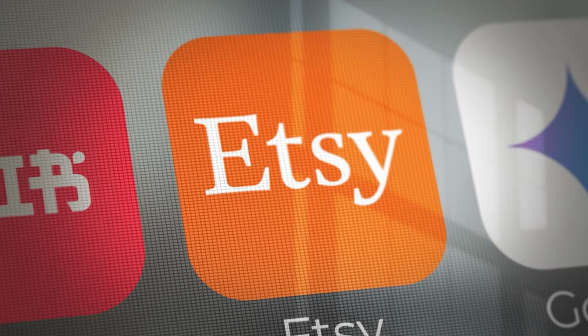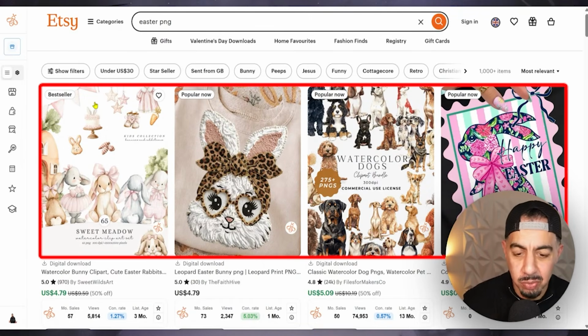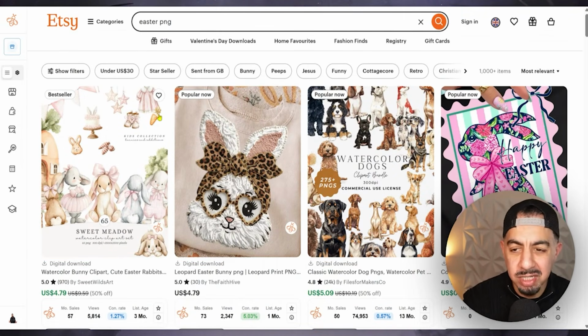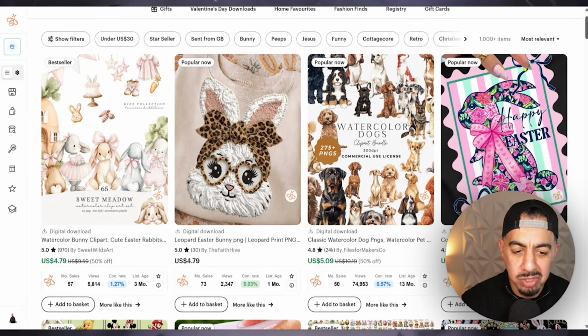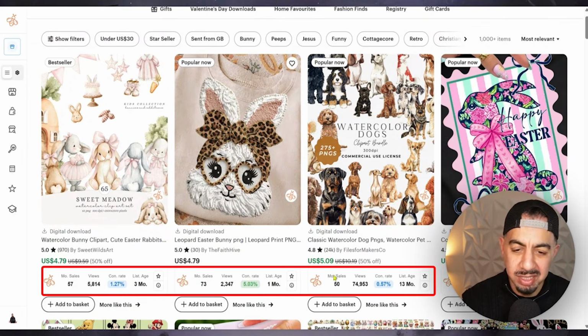Now, first of all, I've got Easter PNG, as I said, and I'm looking firstly at the tags that Etsy has given us. So you've got bestseller, popular now. And these are firstly good indicators of why something does so well. But really, you do need to dig a little bit deeper. So when I use Everbee, after hooking up Everbee to the Etsy platform, I use some information that's going to help me dig a little deeper.